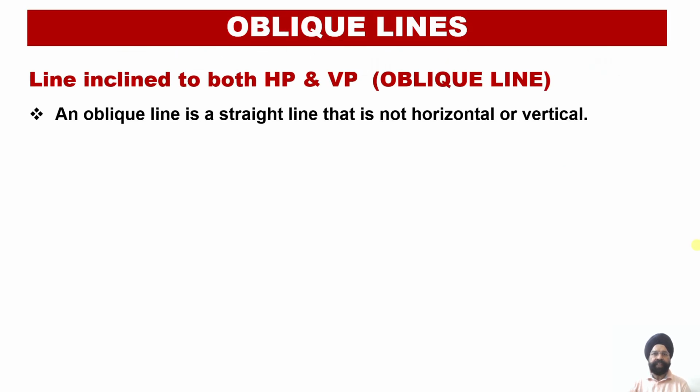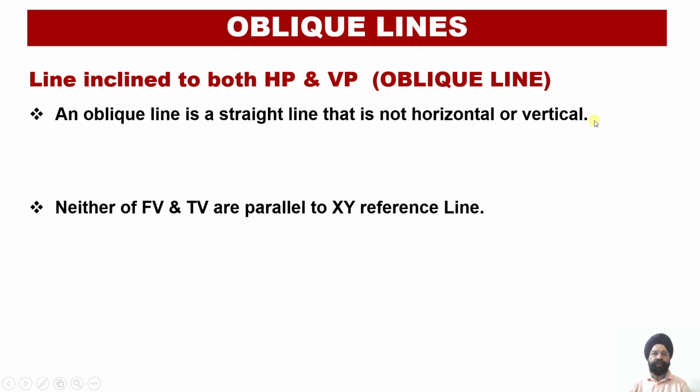Now we have already discussed the oblique lines. The oblique line is the one which is inclined to both the horizontal plane as well as the vertical plane. So an oblique line is a straight line that is neither horizontal nor vertical.